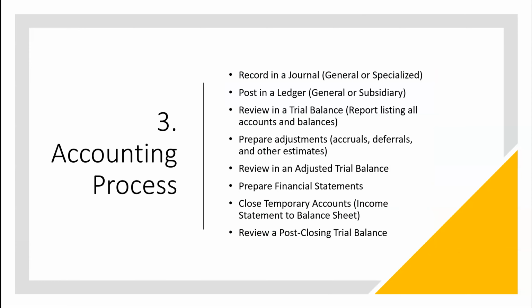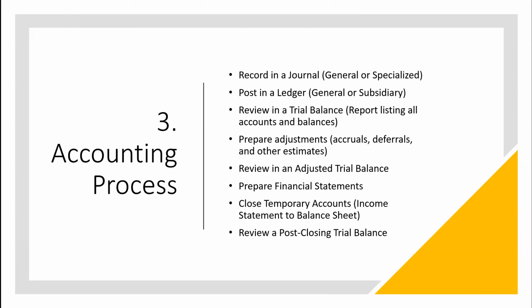There is a process that we follow. And so this typically repeats itself over and over and over again. It's like a record. It just keeps playing over and over again. So again, first we record something in the journal. Again, we can have general and specialized journals. Then it gets posted in a ledger. So we can have general and subsidiary ledgers. Then we review it by creating a trial balance, which is just a report listing all of the accounts and their associated balances. Then based on our evaluation of that trial balance, we prepare adjustments.